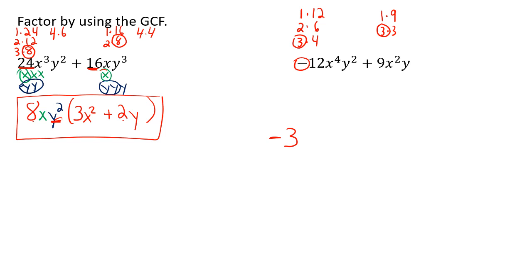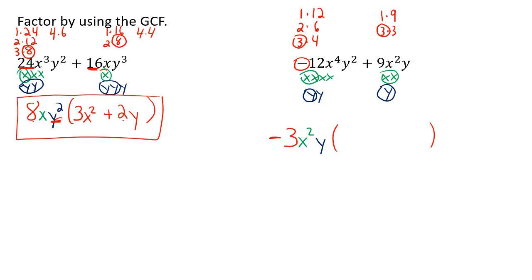Now I've got some variables. I've got 4 x's in the first term and 2 x's in the second term. They share 2 x's, so I'm going to bring out an x squared. Well, I've got 2 y's in the first term and 1 y in the second term. They share 1 y, so I'm going to pull out a y.